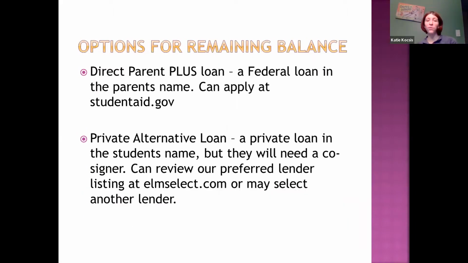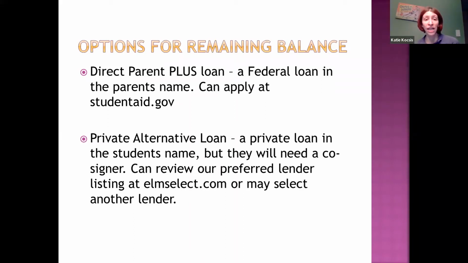Now, a few more things before we get into more questions. Options for the remaining balance. Of course, you can always make a straight-out payment or sign up for the payment plan. Some families do a combination of things. They might go on a payment plan for part of it, and then for the other amount, maybe a Parent Plus loan, which is the Direct Parent Plus loan. It's a federal loan in the parent's name.